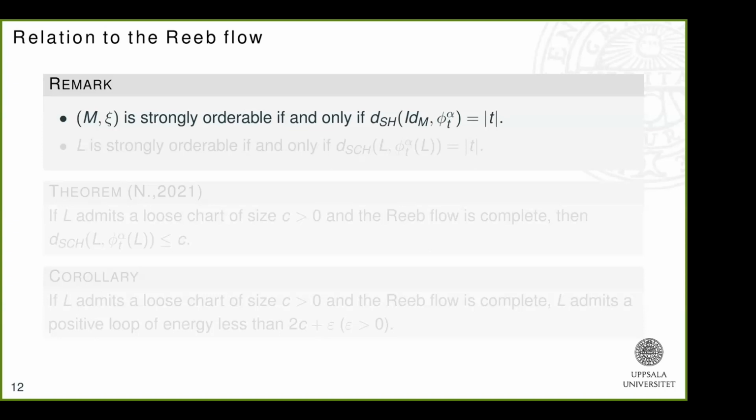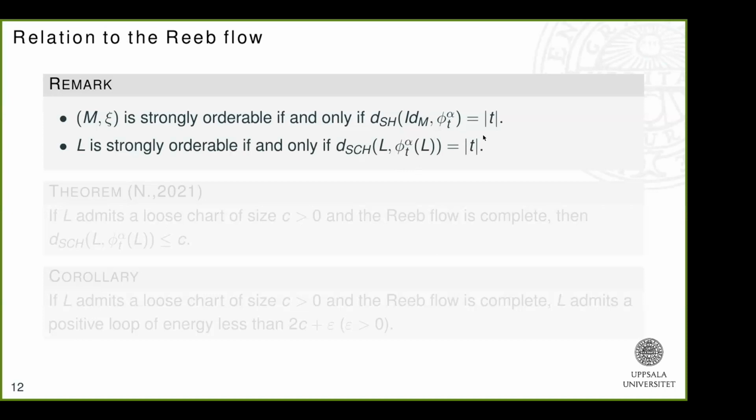And it turns out that this is an if and only if statement. So M is strongly orderable if and only if this is the case. And here, of course, I assume compactness of M so that the Reeb flow is a compactly supported contactomorphism. And similarly for orderable Legendrians, we have that if we take the distance from L to its image under the time t Reeb flow, then it's also equal to the absolute value of t, assuming appropriate completeness of the Reeb flow again.